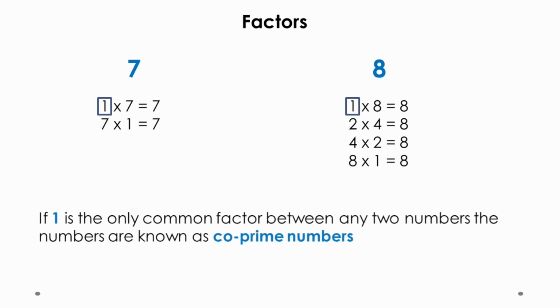If 1 is the only common factor between any two numbers, the numbers are known as co-prime numbers. Now let's discuss common multiples. If we have two numbers, what could be the common multiples between them? Let's take the numbers 4 and 8 to understand this.